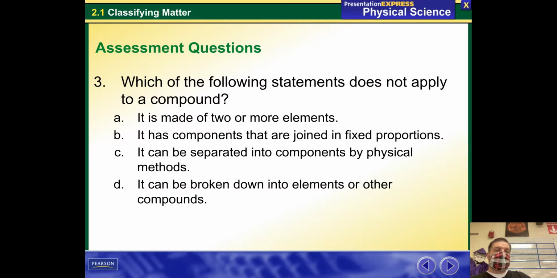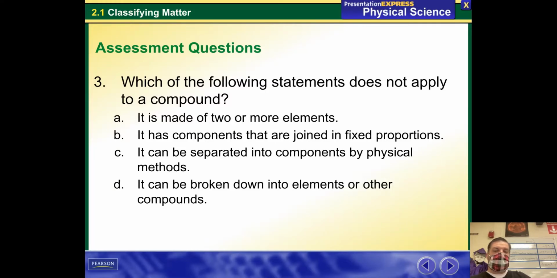Which of the following statements does not apply to a compound? It is made of 2 or more elements. No, that's true, it is. It has components that are joined in fixed proportions, not positions, proportions. That's true because water is 2 hydrogen atoms per every oxygen atom. It can be separated into components by physical methods. Ooh, I don't know if we could do that with water. Can I take water and just physically remove the hydrogen from the oxygen? No, I need some sort of chemical process that breaks the bonds between the hydrogen and oxygen.